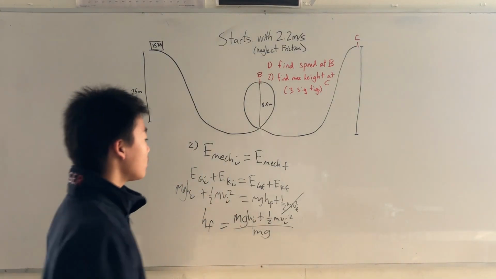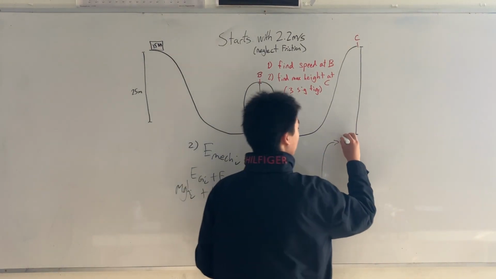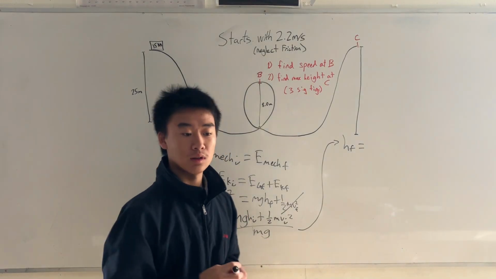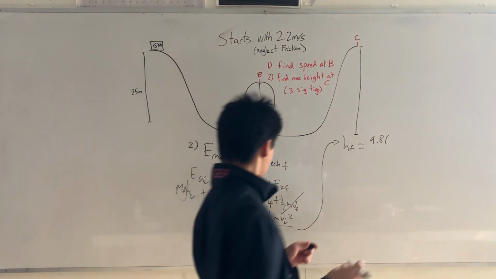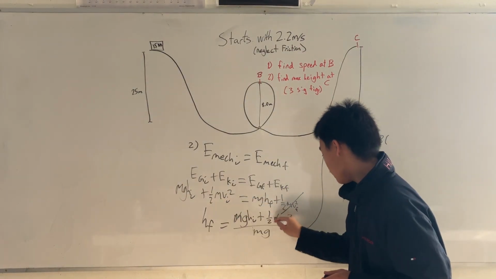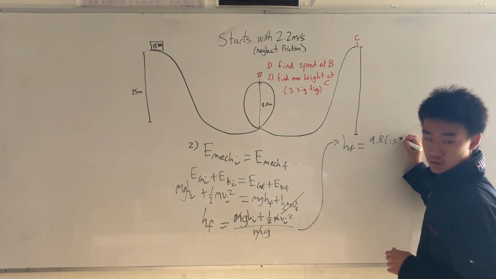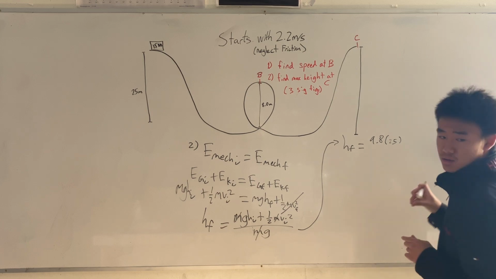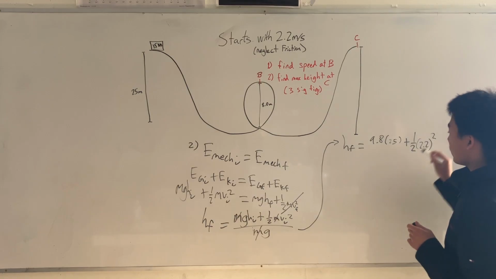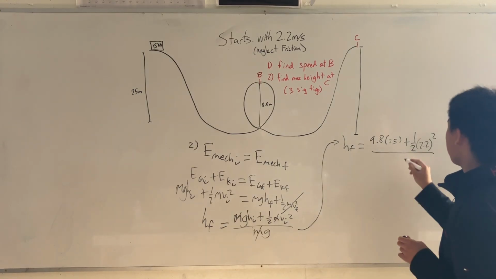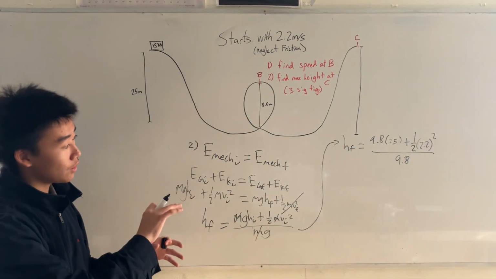Okay, now we're going to plug in the values inside. So our h final is equal to 9.8 times, oh yeah, by the way, all the masses would cancel out here, right? And then we have the initial height as 25, and then plus 1/2 times 2.2 squared. This is all over 9.8. Okay, so that's what we have with all of our values subbed in.